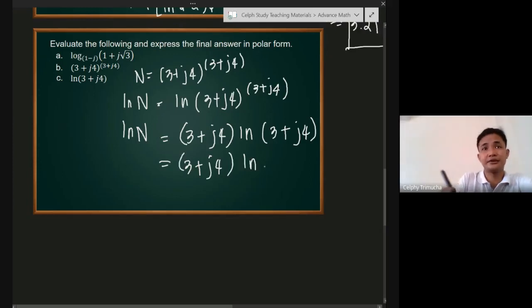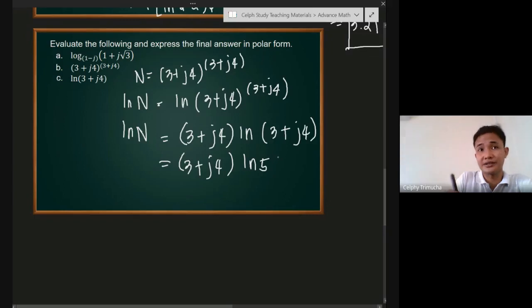Then ln of, so convert na ni into polar form, kay kinahanglan ta siya i-convert into exponential para ma-multiply siya naton. So goal naton is pwede siya ma-multiply or ma-distribute. So kung ara ni nga form, hindi pa naton ma-distribute diretso. So convert ta siya dapat into exponential form, pero para masapos, kinahanglan siya i-convert into polar form. So pila ang polar form sang 3 plus J4? So 3 squared plus 4 squared, so 5 ang resultant.